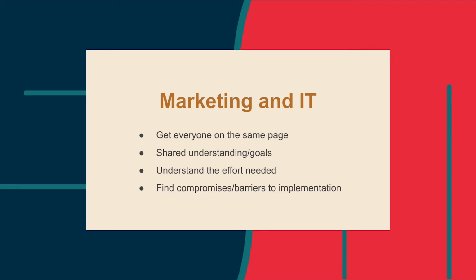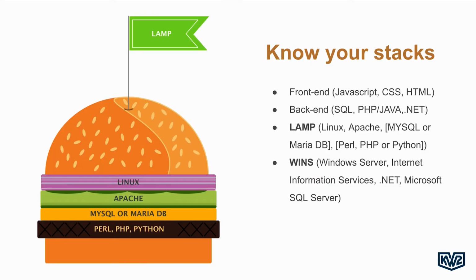Most people talk in the tech world in terms of front end and back end when it comes to websites. So they'll be talking in the front end about JavaScript, CSS, and HTML, back end, SQL, PHP, Java, .NET. The most common website stacks that people are familiar with might be spoken of in acronyms like LAMP. So if you want to really impress your IT friends, ask if you're on a LAMP stack, or maybe you have WINS. So that would be either the Linux, Apache, MySQL, or Maria database with Perl, Python, or PHP running the server side, or you might have a Windows environment and have .NET, Microsoft SQL Server.